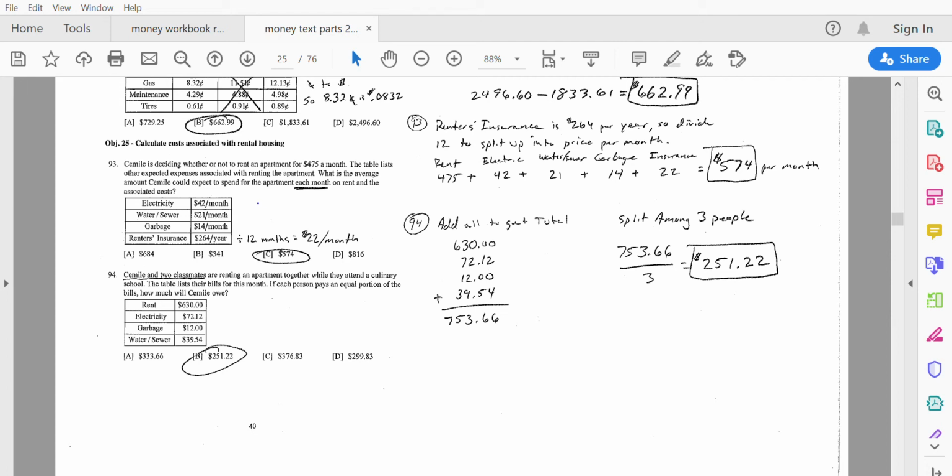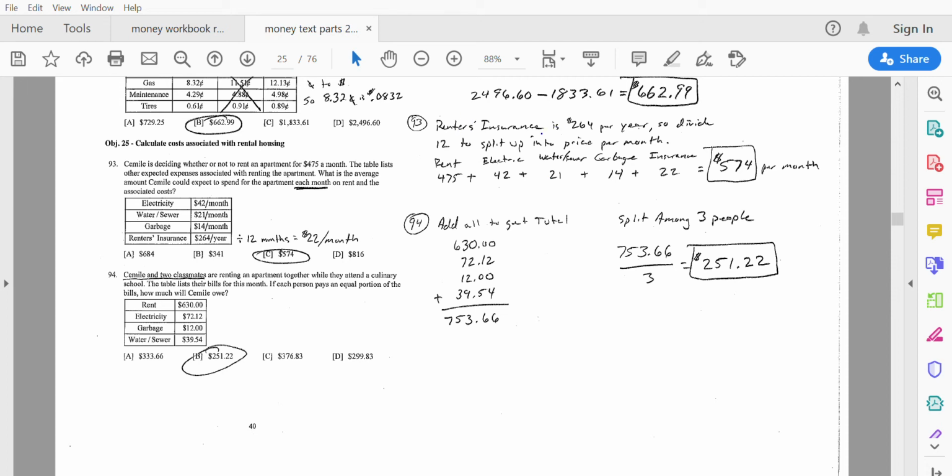The renter's insurance, make sure you read this, is $264 a year. So what we have to do with that is, because there are 12 months in a year, we divide that by 12, and that's $22 a month for renter's insurance. So there you have all your other monthly costs, which I did write up here.